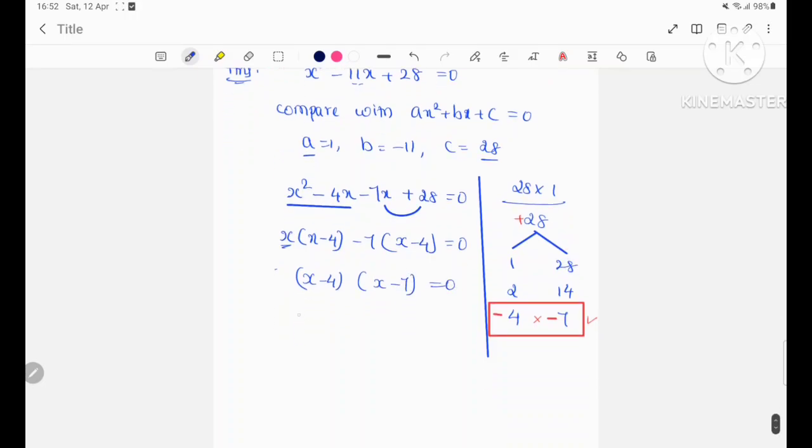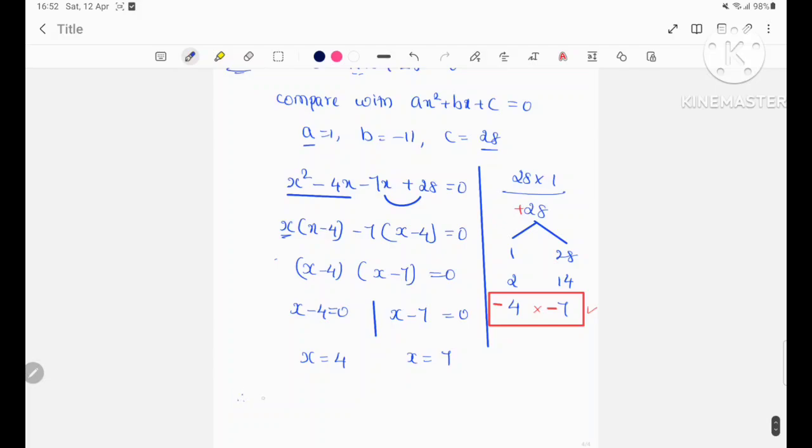To get the x value, you should equate to 0. x minus 4 equal to 0, x minus 7 equal to 0. x equal to plus 4 and x equal to 7. So therefore 4 comma 7 are roots of x square minus 11x plus 28 equal to 0.